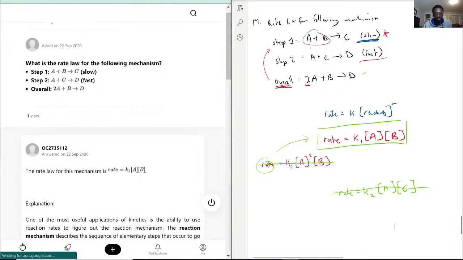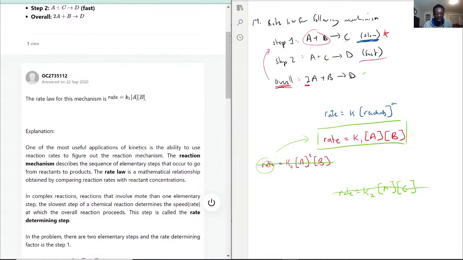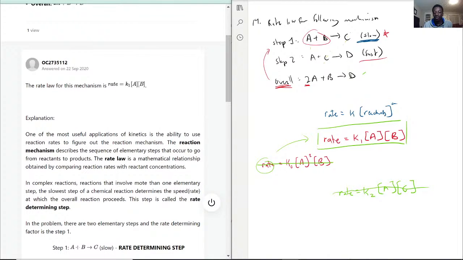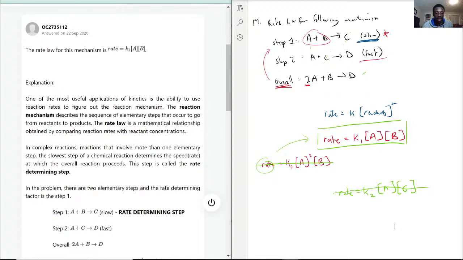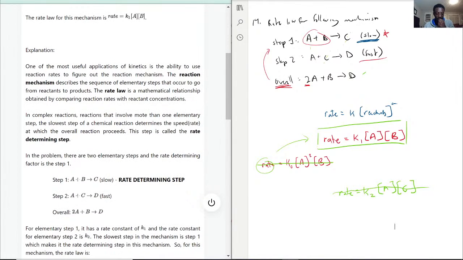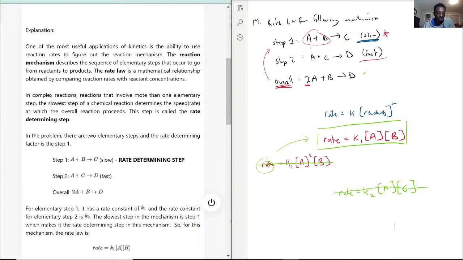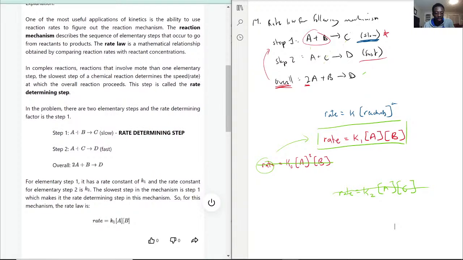Okay? As you can see here, the reaction mechanism and the rate law is obtained by comparing reaction rates with reactant concentrations. And the rate determining step is the one that goes slower, the slowest step in the actual reaction. Okay? So with this being said, our first step is a rate determining step because it's a slower one. So the first one has a K1 and then the other one has K2 as I showed here. And because we're trying to find out the overall reaction and we have that rate determining step, that is going to be the one that determines your overall rate, period.